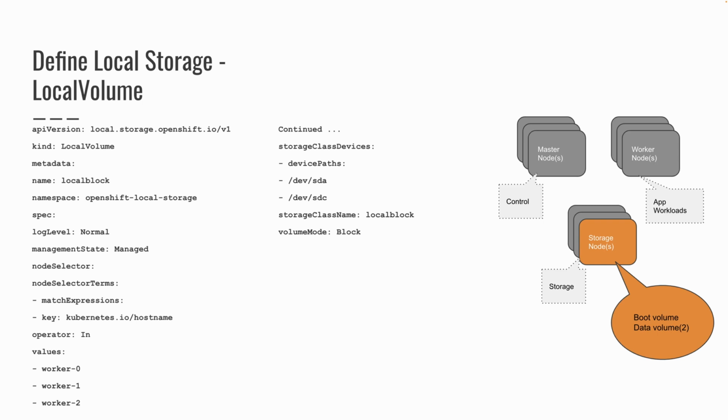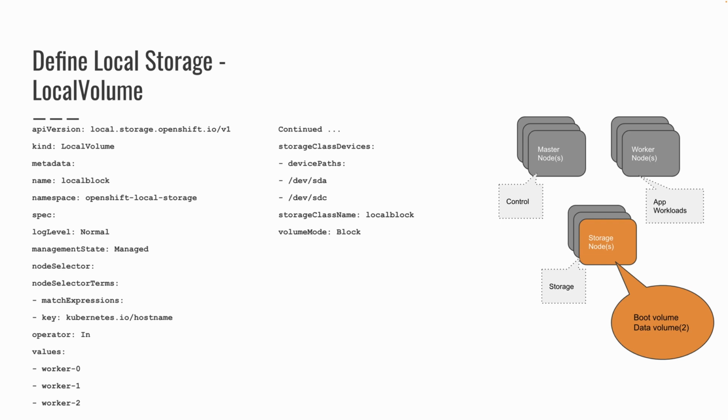And if sdc is a 500 gig disk, then it has to be the same 500 gig disk on all worker nodes. So for this particular example, I attached two 500 gig disks on each of these worker nodes. So they are sda and sdc. And refer to the storage class name mentioned in this YAML file. It is local-block. So this is very important. This will act like a bridge between the local storage and the OCS, the OpenShift Container Storage operator later on.